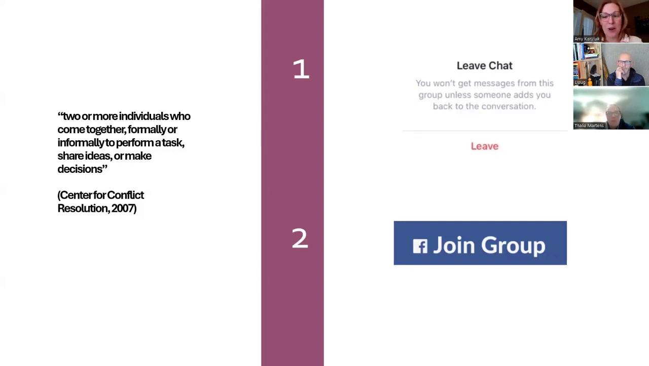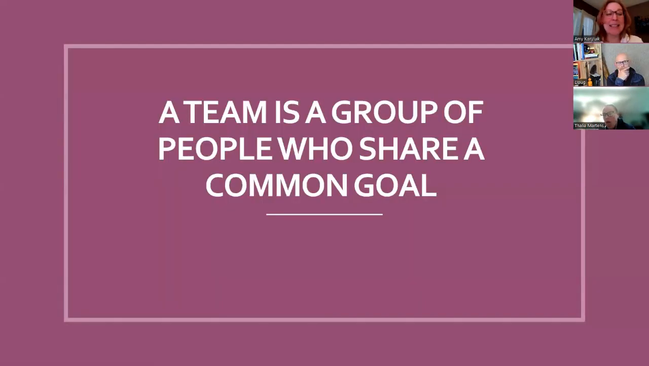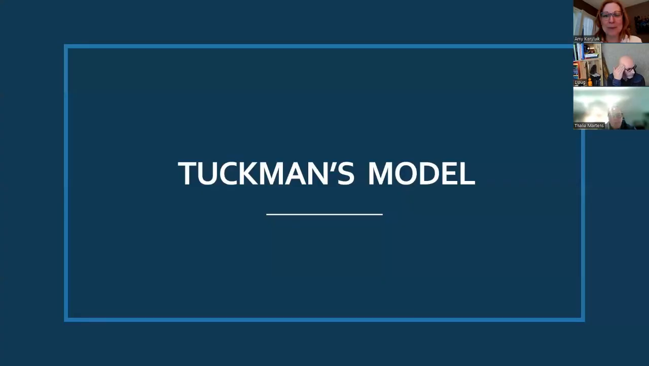This is important to know because we are going through the steps of the Tuckman model practically daily. You just might not recognize it until now, when you now have all the words and names for this particular model. A team, on the other hand, is a group of people who share a common goal. So now that we have the difference between a group and a team, we're ready to get started.